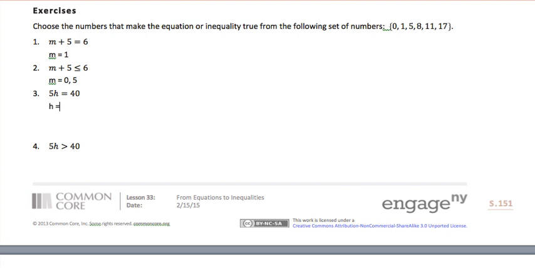5h equals 40. Well, h will equal 8, and there is no other answer that will make that equation true. 5 times h greater than 40, however, 5 times 0 is 0, 5 times 1 is 5, 5 times 5 is 25, 5 times 8 is 40, which is not greater than 40. 5 times 11 is 55, and that is greater. And naturally, 5 times 17 would also be greater than 40.